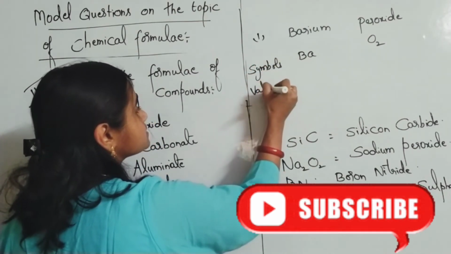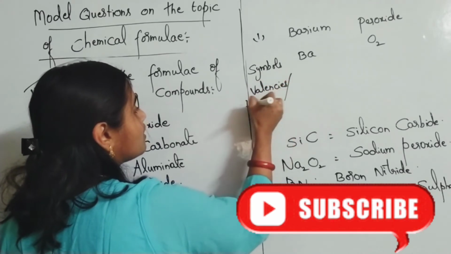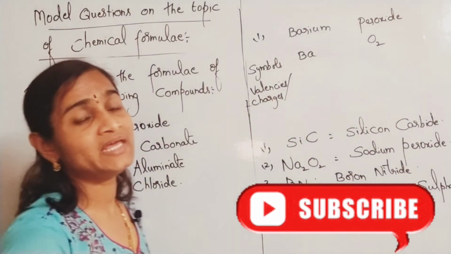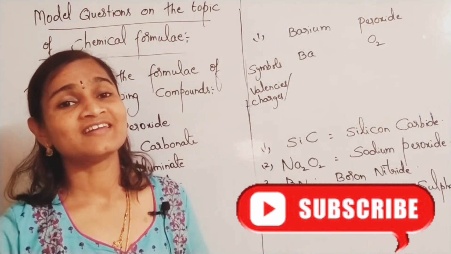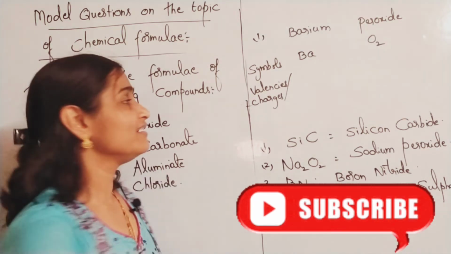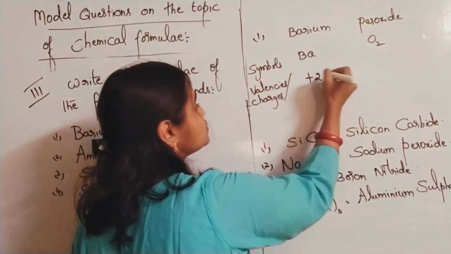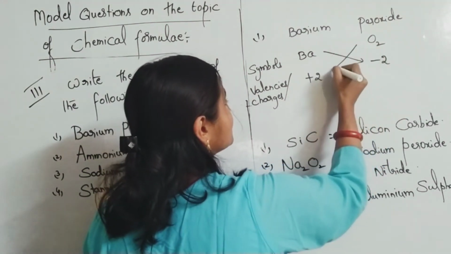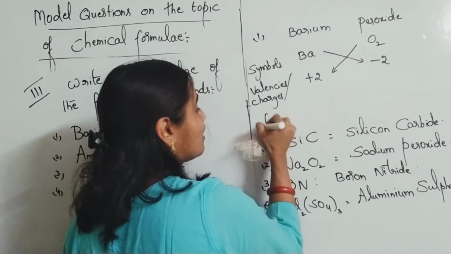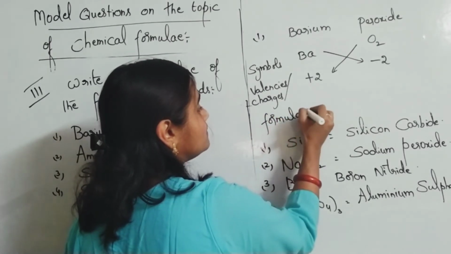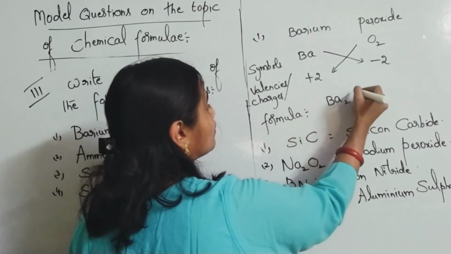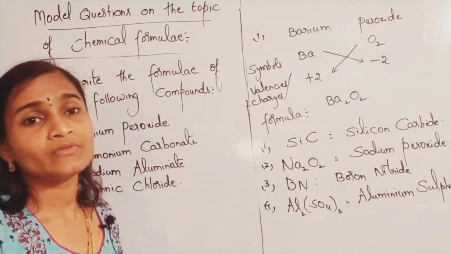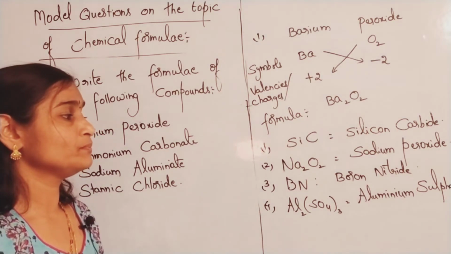Okay, so first we will write the symbols, and then after writing symbols we'll write their valencies or charges. Valency of barium. Barium is which group? Did you remember? Yes, second A group element. So barium charge is +2. Peroxide charge is -2. Cross over the valencies. Then the formula you will be getting is what? Ba2O2. Okay.